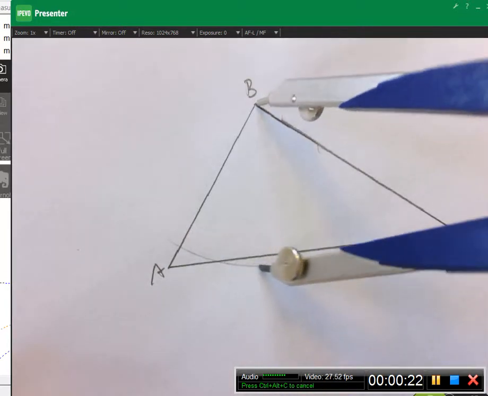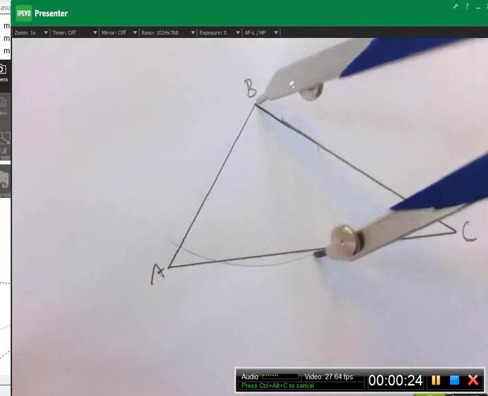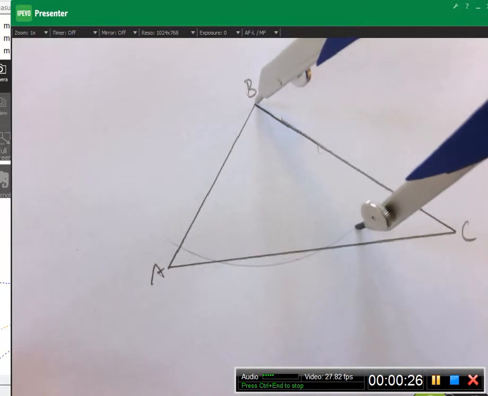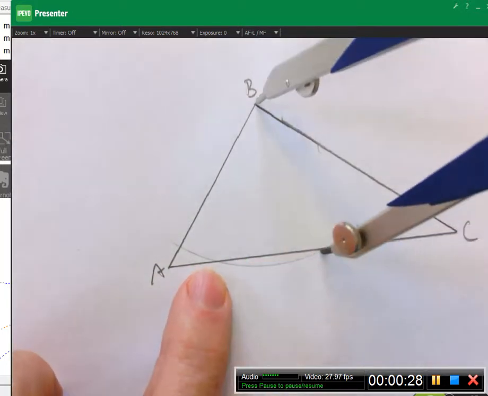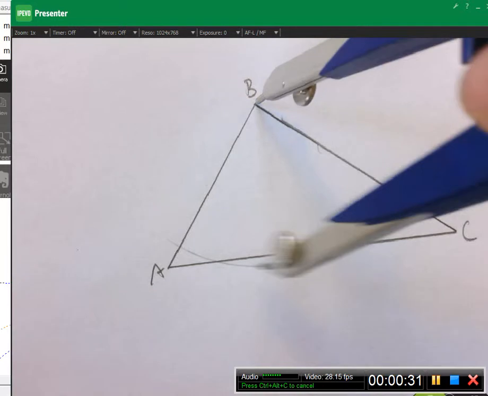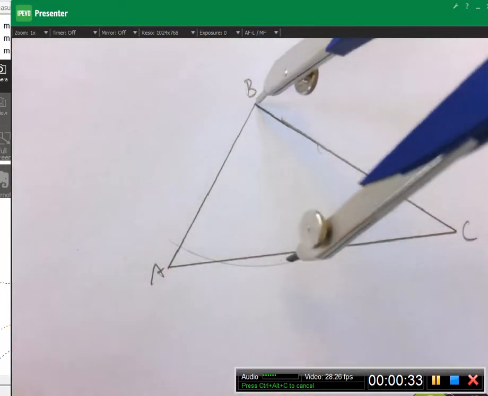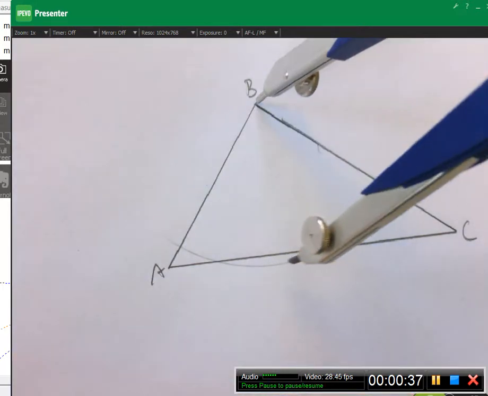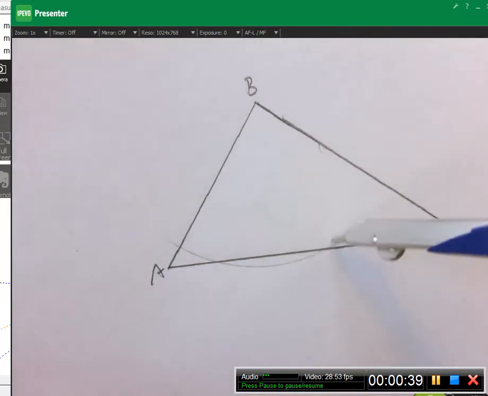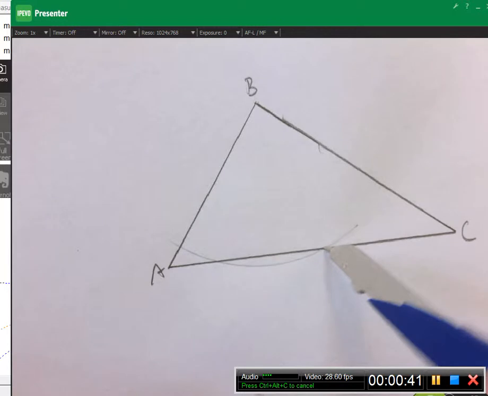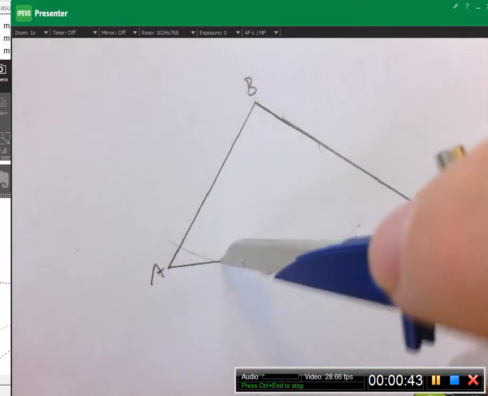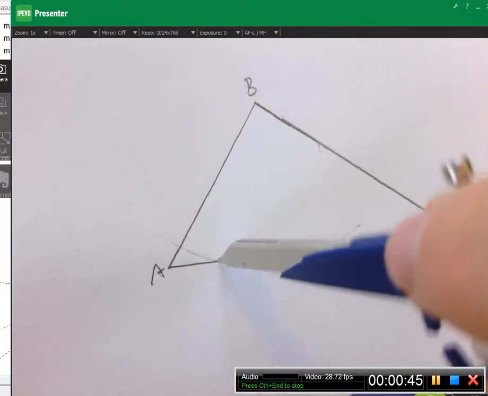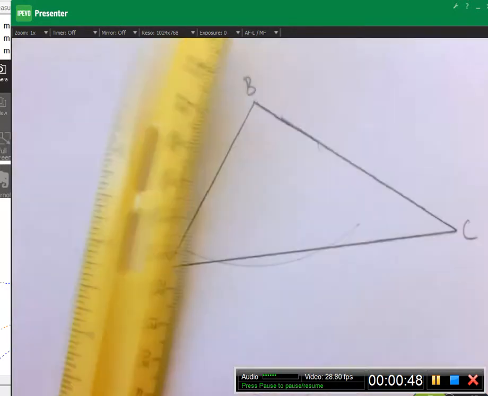And we start by putting our compass point on the vertex that we're interested in. We draw a line that intersects the opposite side in two places. Now, we might have to extend the side in order for it to hit in two places. In this case, I didn't have to, but you might have to. Okay, and then I'm going to cross my arcs down here and down here.